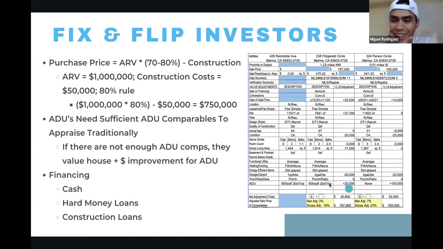Okay. Does that make sense? They just gave it 20,000 just because of the condition of that other ADU. It did make sense. I think I'll have to review it some more, but yeah, it did make sense.